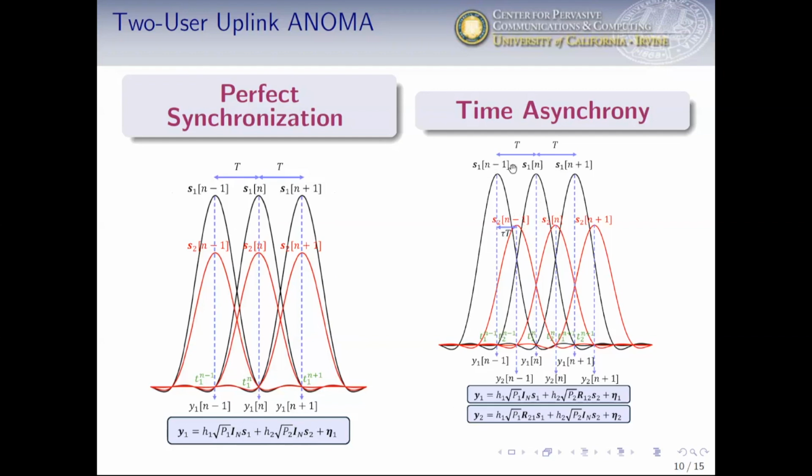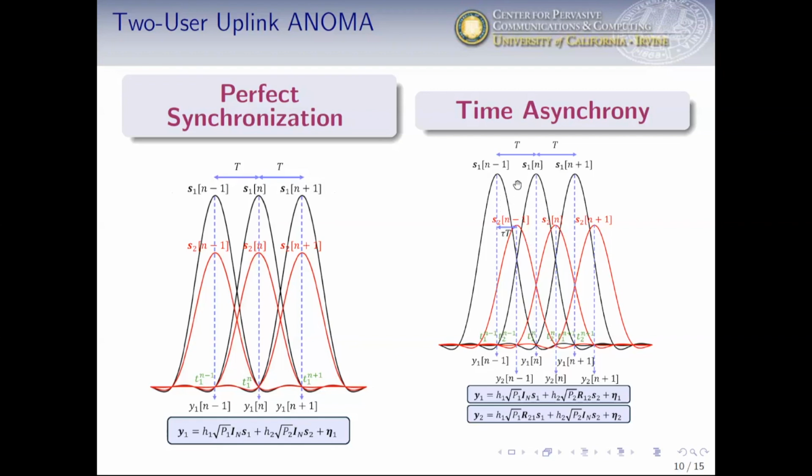On the other hand, if we have a symbol time asynchrony between the two users, we receive signals like this. So now, in addition to inter-user interference, we will also have interference when we sample at the peak from the symbols of, for example, previous times. So that causes inter-symbol interference in addition to inter-user interference.